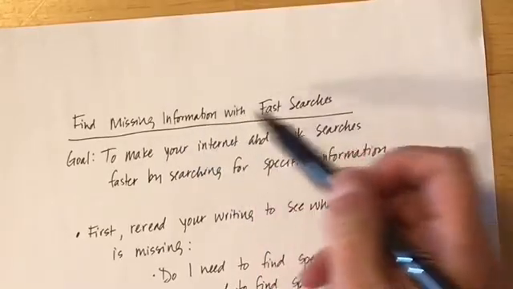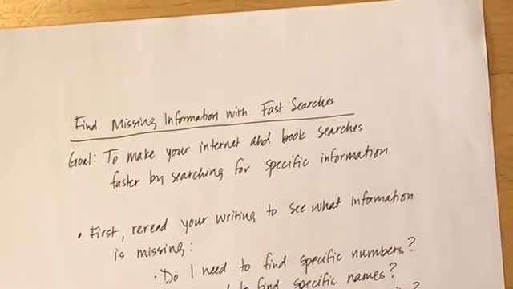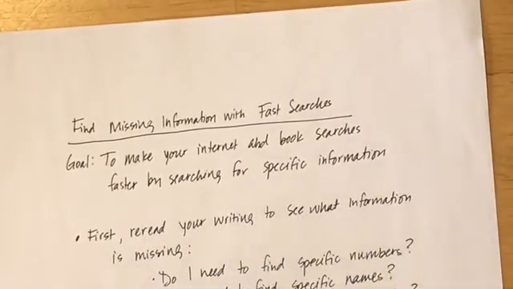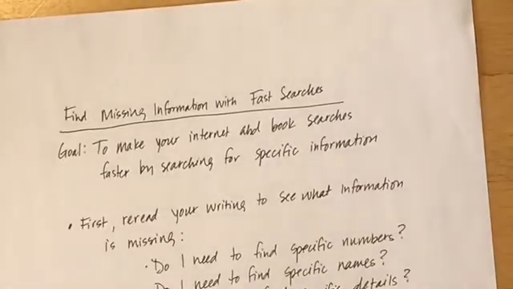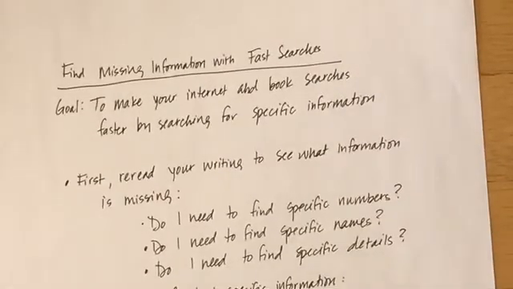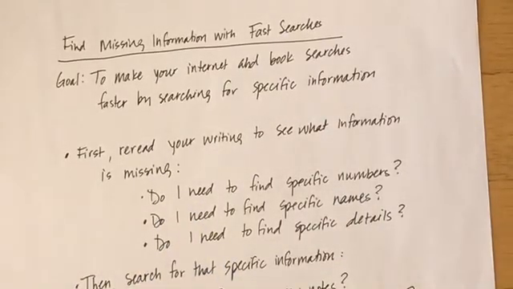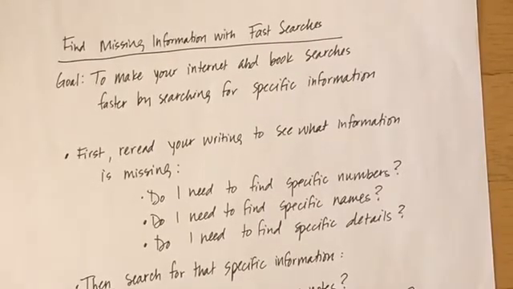And finally, going back for that last step to fill in the holes. So, find missing information with fast searches. So your goal is to make your internet and book searches faster by searching for specific information. So rather than just pouring through all the notes that you took, you want to have it be focused and fast. First, reread your writing to see what information is missing. Do I need to find specific numbers? Do I need to find specific names? Do I need to find specific details? So that's your first step.